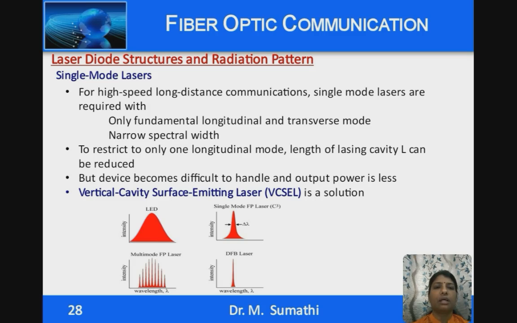We have seen the longitudinal modes of a laser depend on the length of the cavity. So, to restrict the mode to only one longitudinal mode, the cavity length can be greatly reduced. But then when the length is reduced, the device becomes difficult to handle and the output power is also less. So, other alternative solutions are seen. One of them is the vertical cavity surface emitting laser.